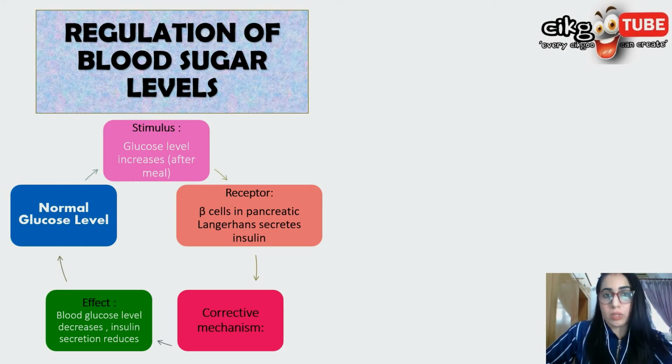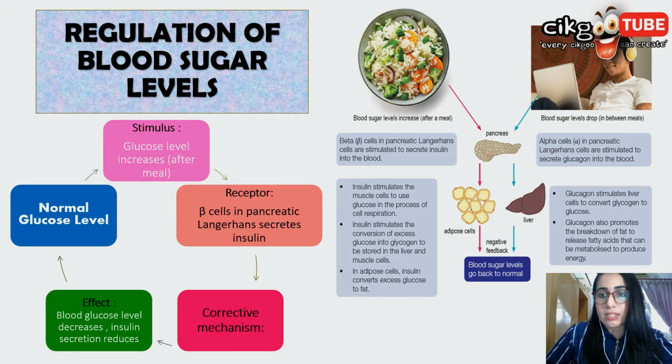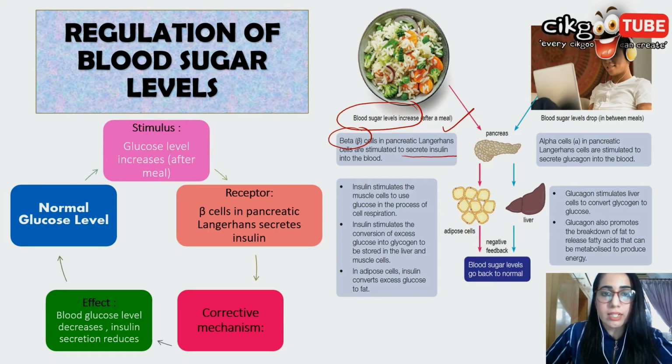So these islets of Langerhans in the pancreas contain alpha cells, which secrete glucagon, and beta cells, which secrete insulin. So now if you look at the slide here, if the blood sugar level increases after a meal, for example, the beta cells will be stimulated to secrete insulin.